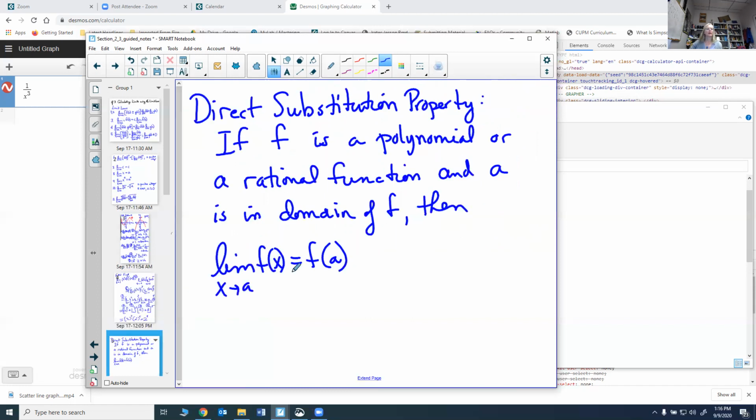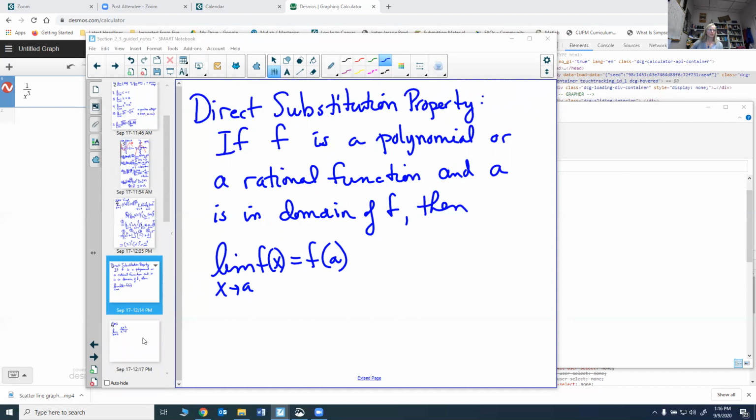Again, we don't go through all of that. We're actually going to use what we call the direct substitution property. The direct substitution property says if f is a polynomial or rational function and a is in the domain of f, then the limit as x goes to a of f of x is just f of a. All we have to do is plug it in. And this comes from the fact that we have polynomial functions and we can use these limit laws to simplify these.